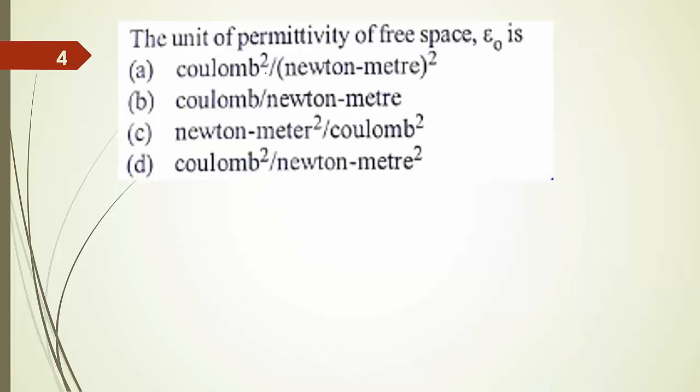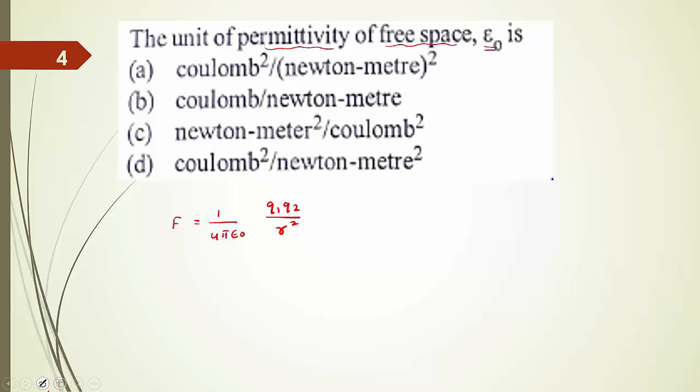Fourth question. The unit of permittivity of free space epsilon naught is. The unit of permittivity of free space. See here, the equation we studied in electrostatics, you can observe electric force F equal to 1 by 4 pi epsilon naught Q1 Q2 divided by R square. So using this equation, we can find the unit for permittivity.